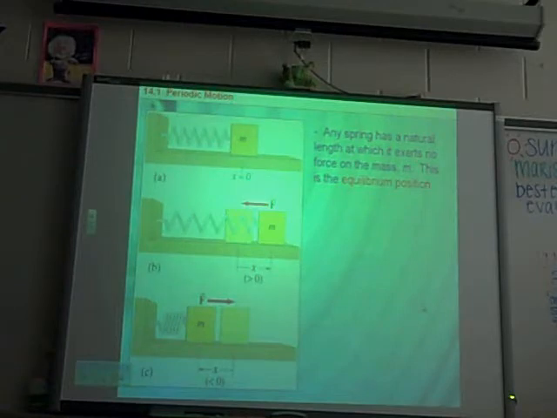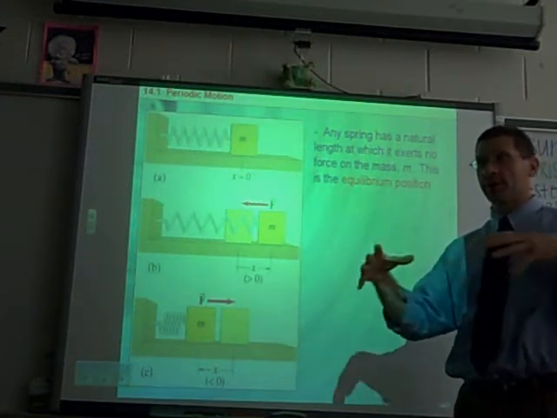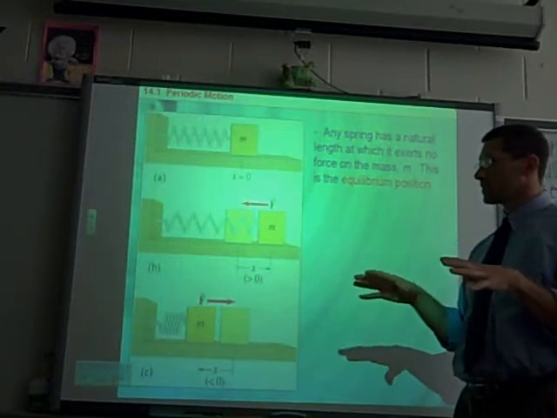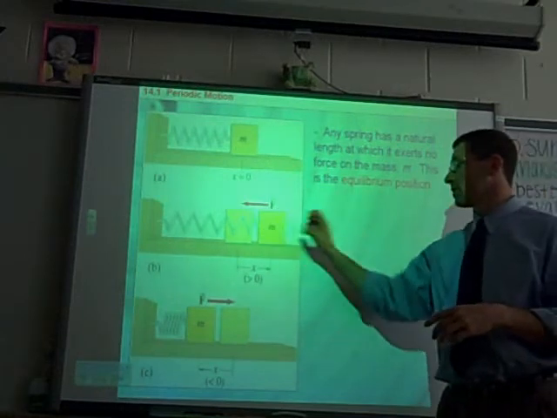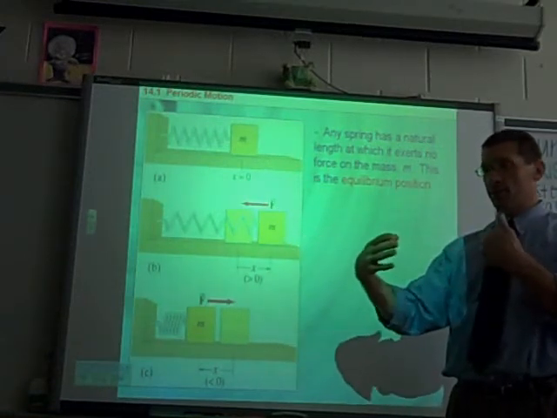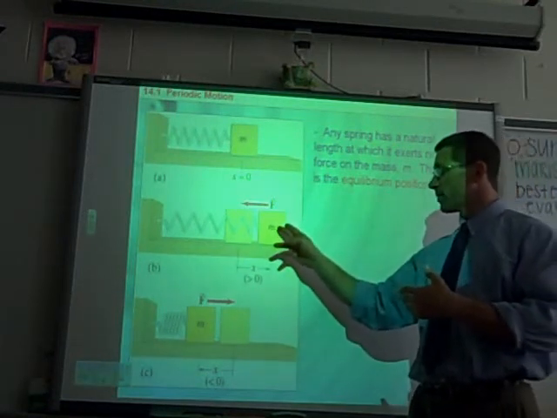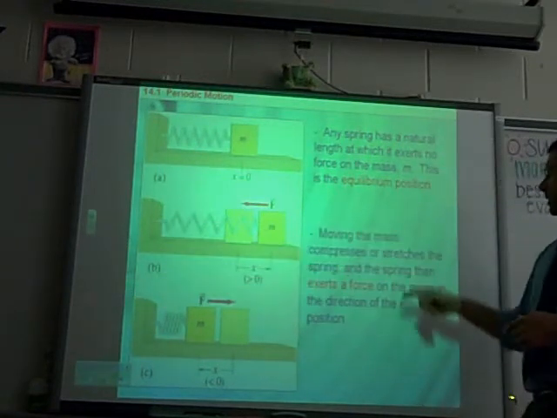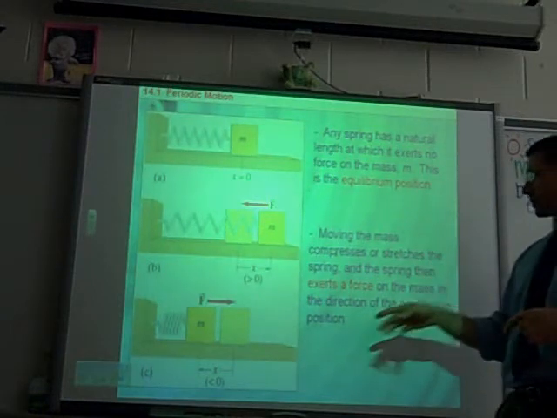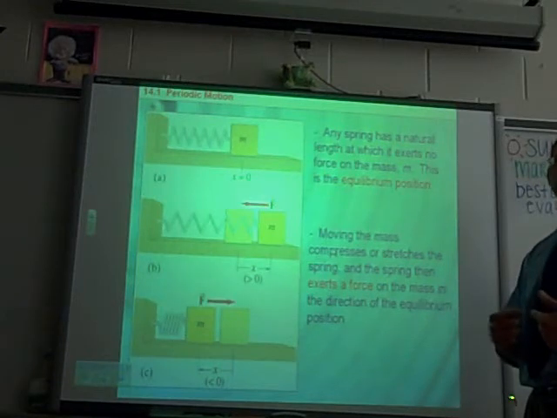It's a mass, but it's attached to a spring. Okay, and the spring in the top picture here is at what's called its equilibrium position. It's not stretched, it's not compressed. So it's at equilibrium. It's not exerting any force. Now, if I were to grab the mass and pull it this way, like in this picture, the spring will stretch. And when the spring stretches, it starts to exert a force back on the mass to bring itself back to equilibrium, right? To bring the mass back to the equilibrium position. So whether we compress it or stretch it, here we're compressing it, the spring will exert a force to come back to its equilibrium position.